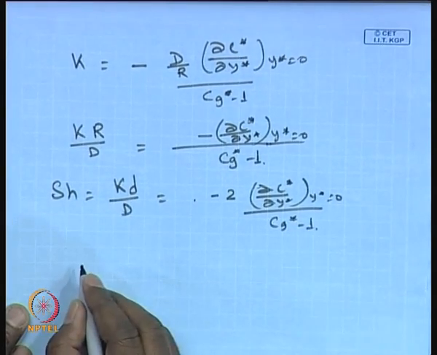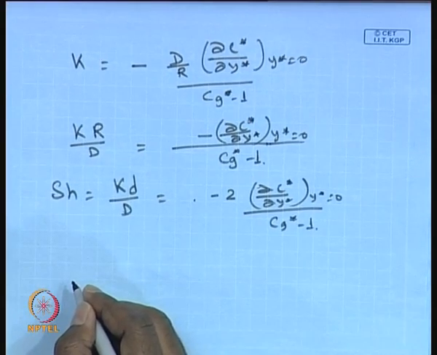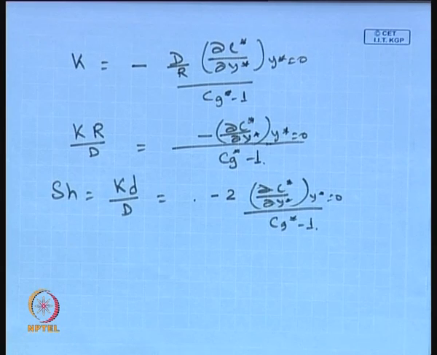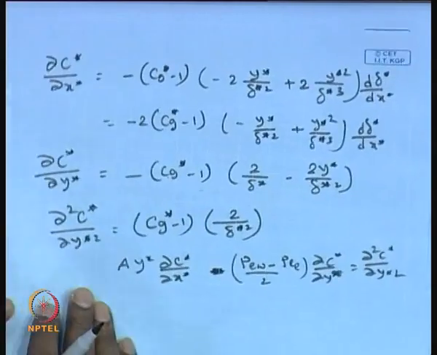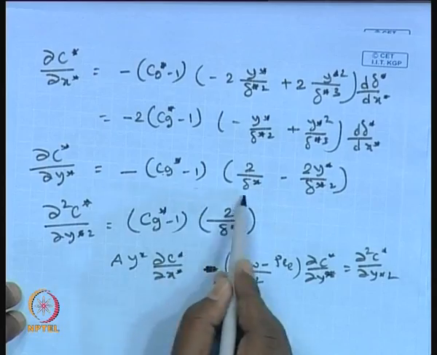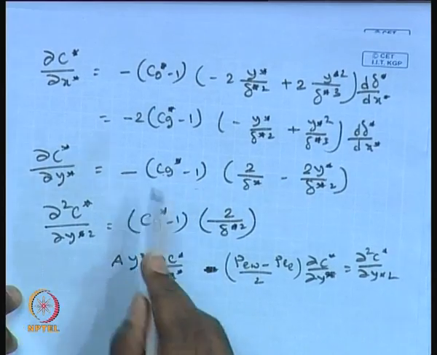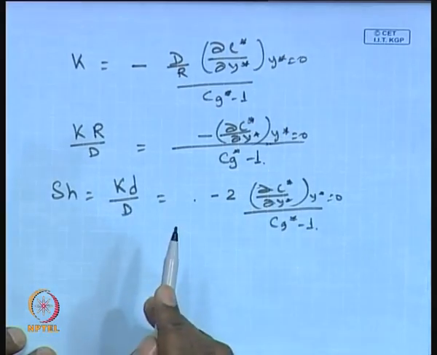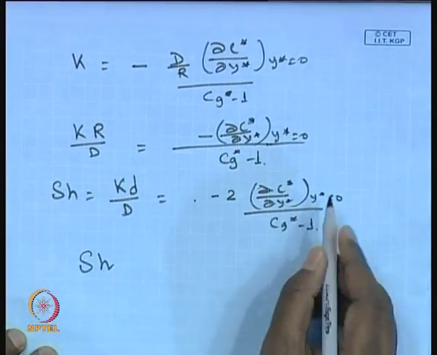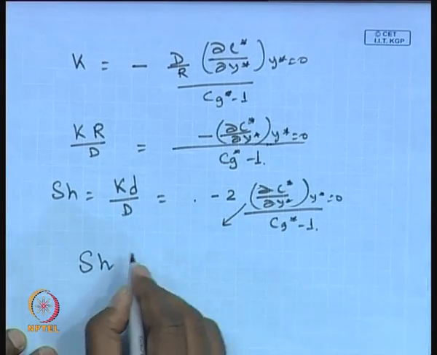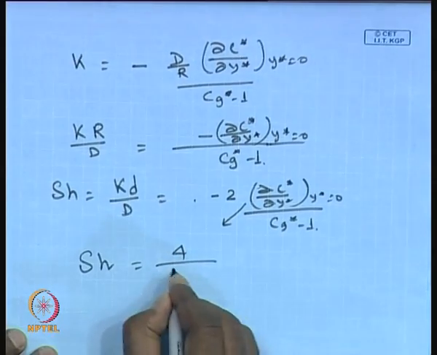Okay. So, if you put the expression of del C star del y star at y star equal to 0, I think we have already done that earlier. Del C star del y star at y star equal to 0, you will be getting 2 by delta star multiplied by C_g star minus 1 with a negative sign. So, in the definition of Sherwood number, this negative will be positive and the 2 will be coming. So, it will be 4. If you substitute that derivative here, the C_g star minus 1 will be cancelled from the numerator and denominator, and you will be getting Sherwood as equal to 4 by delta star.